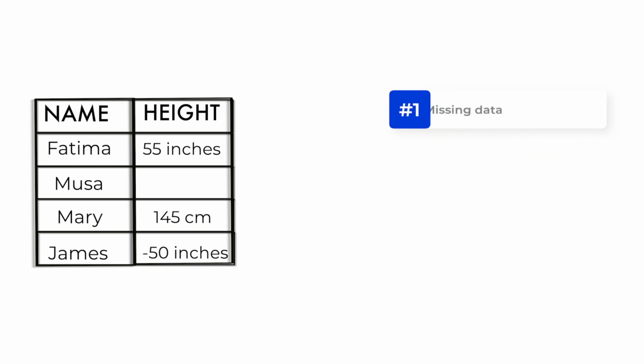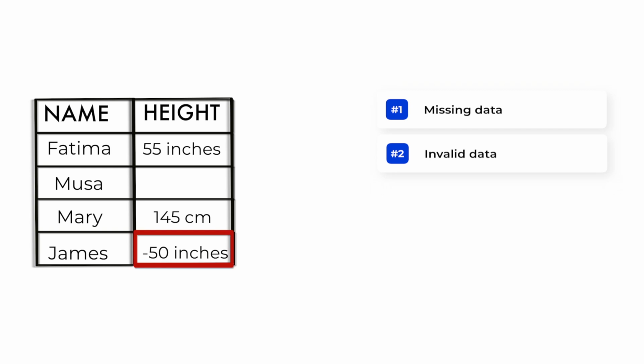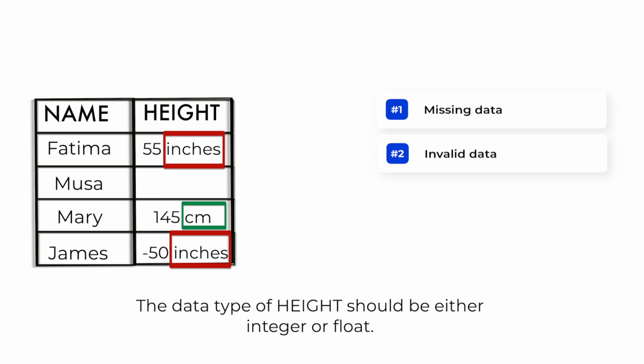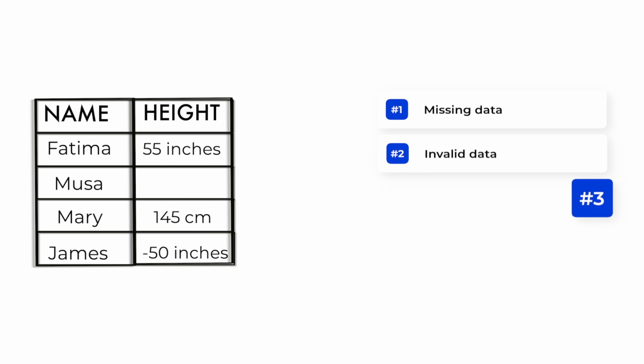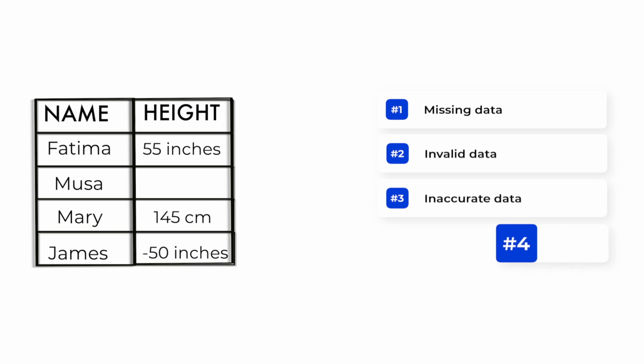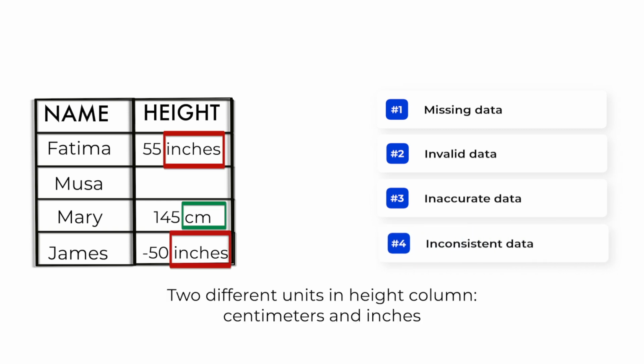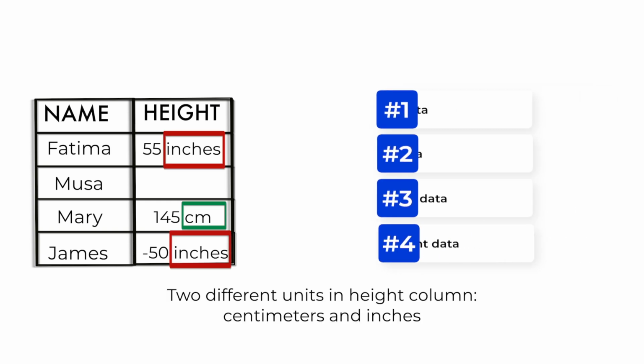1. Missing data, like a missing height value for Musa. 2. Invalid data, like a cell having an impossible value, for example a negative height value for James. Also, having centimeters and inches in the height column is technically regarded as invalid data, since the data type of height becomes a string when those are present. The data type of height should be either integer or float. 3. Inaccurate data, like Fatima actually being 58 inches tall instead of 55 inches tall. 4. Inconsistent data, like having two different units within the same height column, centimeters and inches.